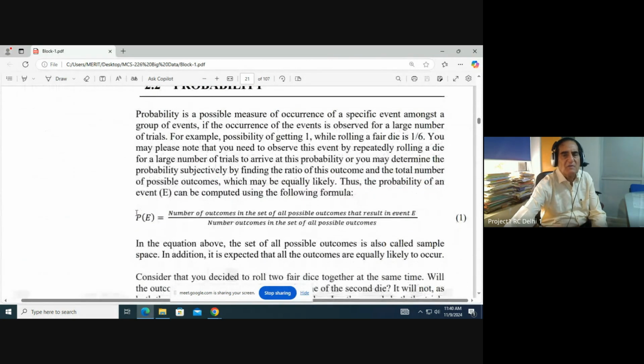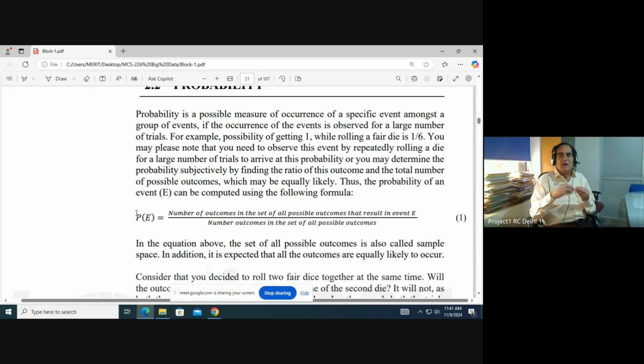So that's probability. You know what is probability? The number of outcomes in the set of all possible outcomes that result in event E, over the number of outcomes in the set of all possible outcomes. For example, you have a dice which has six faces: 1, 2, 3, 4, 5, 6. When you throw it, there is a 1 by 6 chance of having 6. 1 by 6 chance of having 2.